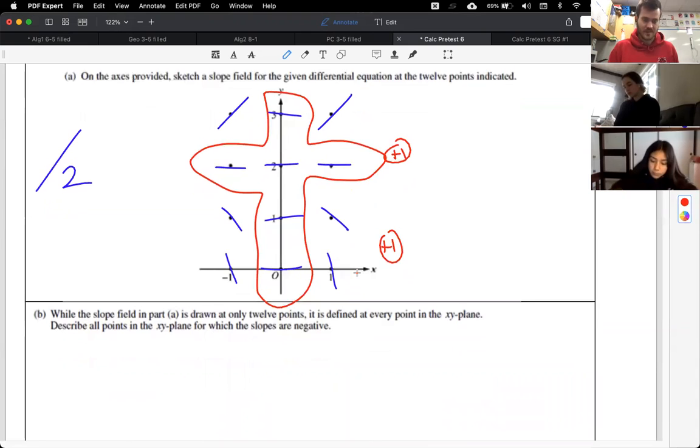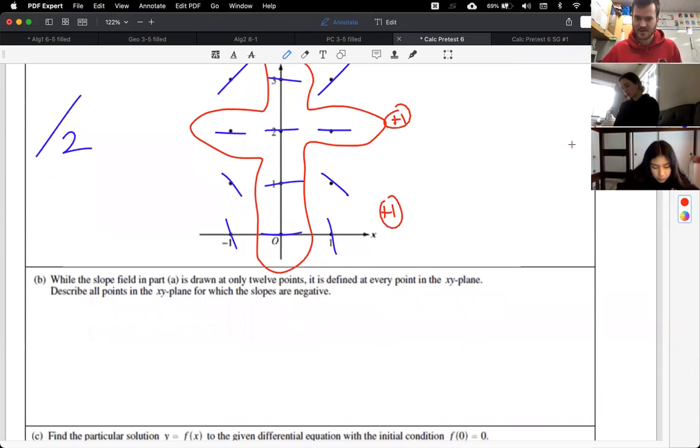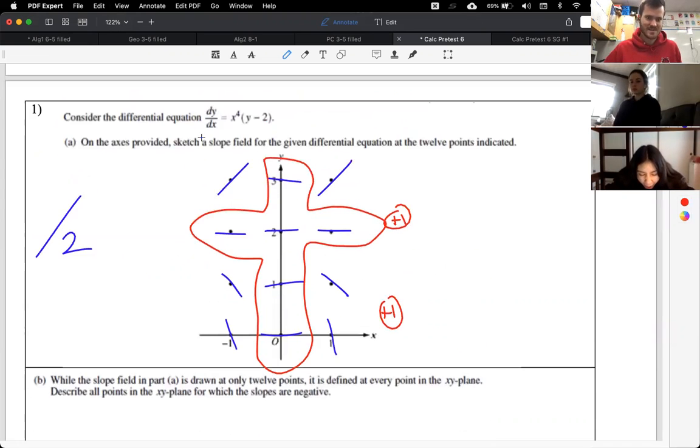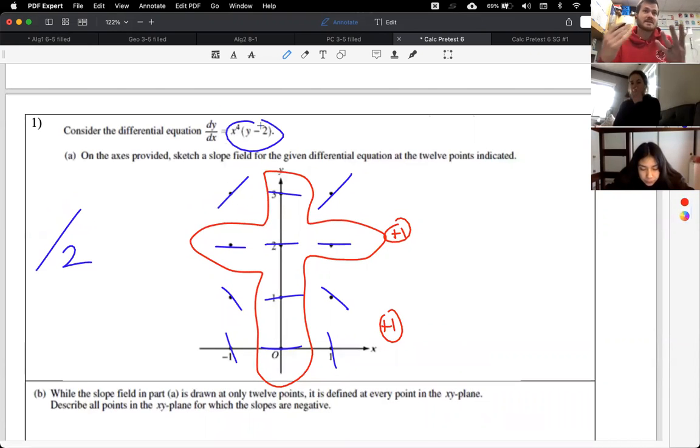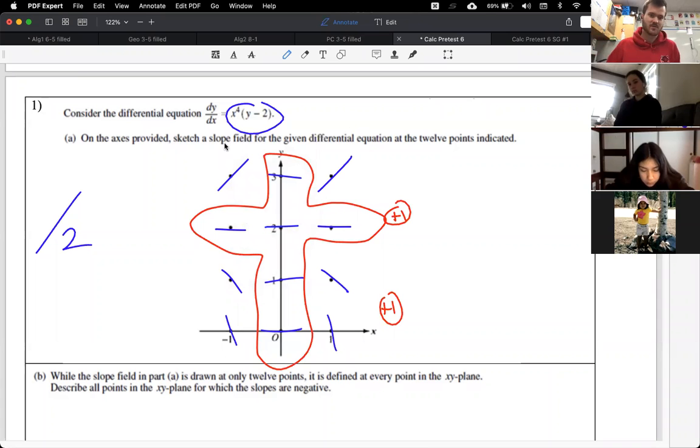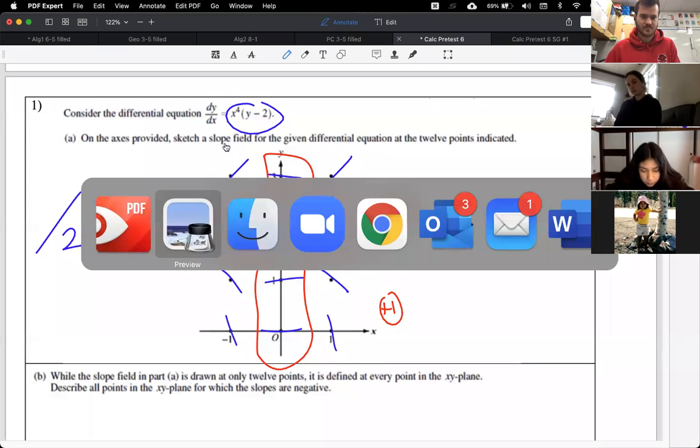Part B, and please stop me at any time if I'm not being clear enough in the grading or of the solutions. So part B, while the slope field in part A is drawn at only 12 points, it is defined at every point in the XY plane. Describe all points in the XY plane for which the slopes are negative. Slopes are negative means that this right here, this represents slopes. That's literally saying y prime, right? We need to say this thing needs to be less than 0. Well, if it needs to be less than 0, set it equal to 0 to figure out the boundaries of where it does turn into 0.